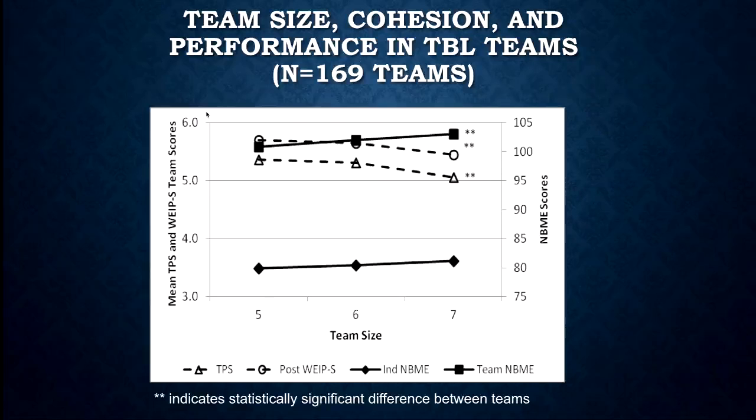And this is the same study. For cohesion, we used 2 different measures. We used a survey called the Team Performance Survey and a survey called the Workplace Emotional Intelligence Profile, which is a measure of how well students can read each other, how their emotional intelligence goes up over time when they're in a group. And we found that groups of 5 and 6 did better in terms of their cohesion, in terms of their emotional intelligence. Groups of 7 started to fall off. So the ideal group number in terms of performance and cohesion seemed to be 6. And so now with our TBL groups, we try to make them groups of 6.